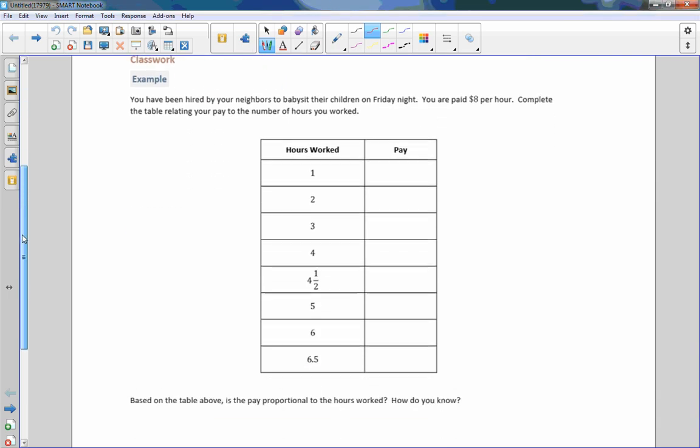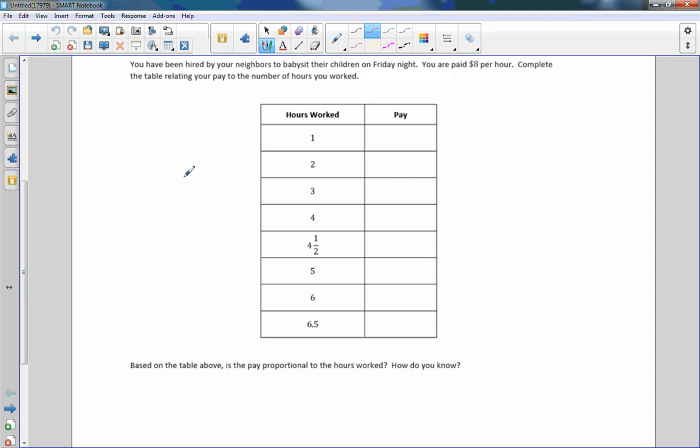Hi there, Mr. Holcomb here with another episode of Behind the Modules, Lesson 3, Identifying Proportional and Non-Proportional Relationships in Tables. Example 1: you have been hired by your neighbors to babysit their children on Friday night. You're paid $8 per hour. Complete the table relating your pay to the number of hours you worked. So if I worked 1 hour, I got $8.